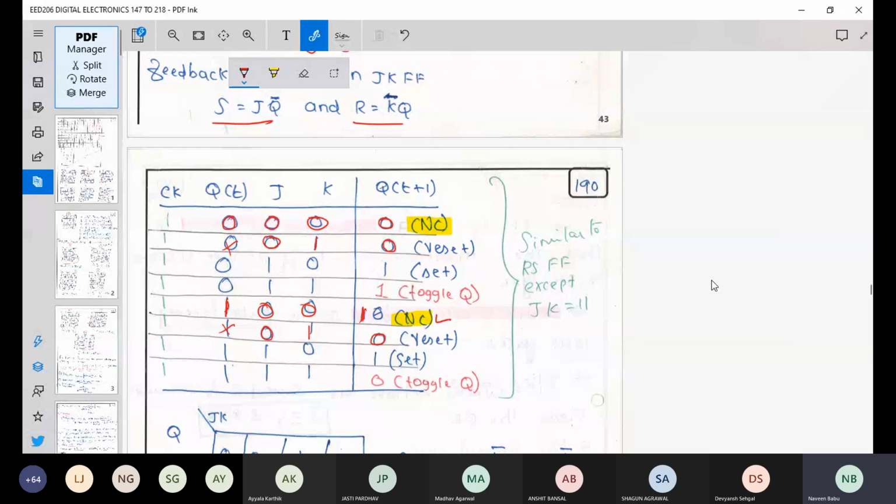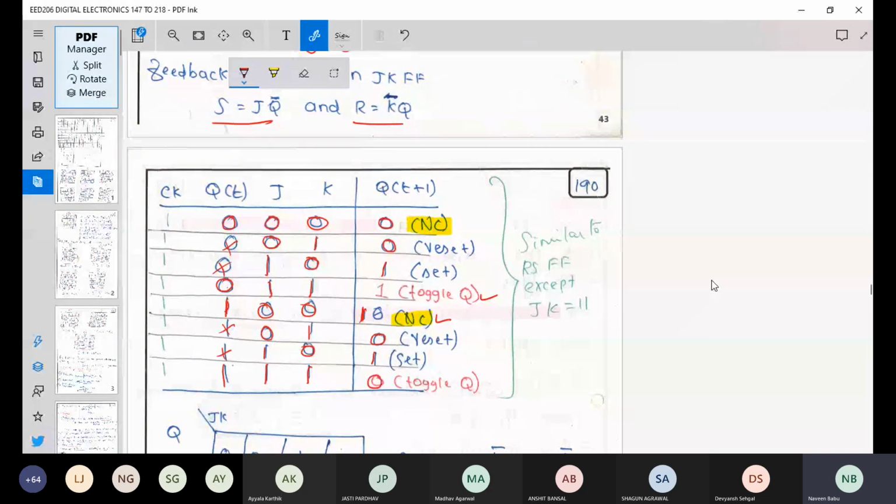When J is 1 and K is 1, if your present state is 0, the 0 will get toggled to 1. You are toggling your Q. Similarly, when J and K are 1 and your Q is 1 here, we are toggling to 0. Your Q value is getting toggled. So it is very much similar to your RS flip-flop, except that JK value is 1, 1.